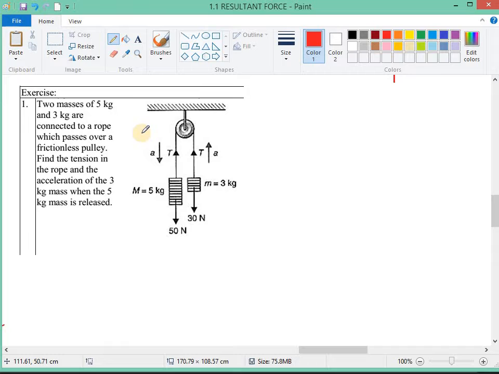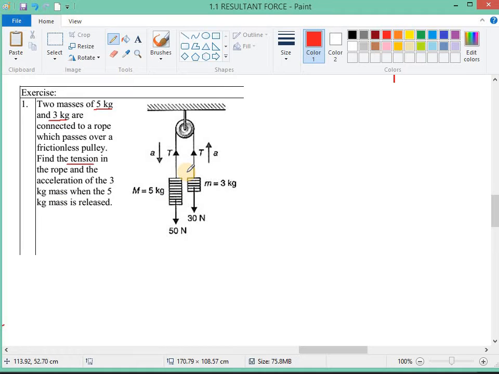Number 1 exercise. Two masses of 5 kilogram and 3 kilogram are connected to a rope which passes over a frictionless pulley. Find the tension in the rope and the acceleration of the 3 kilogram mass when the 5 kilogram mass is released. That means for this 3 kilogram mass, how much is the acceleration, when the 5 kilogram mass is released?